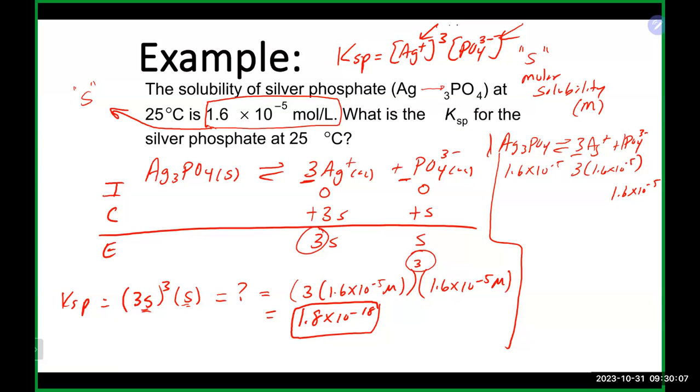Large value of KSP or small? Small, right? So again, this thing is pretty much insoluble, right? To the minus 18 means it's pretty much staying on the left-hand side. Only a super small amount, right, is breaking apart in solution.